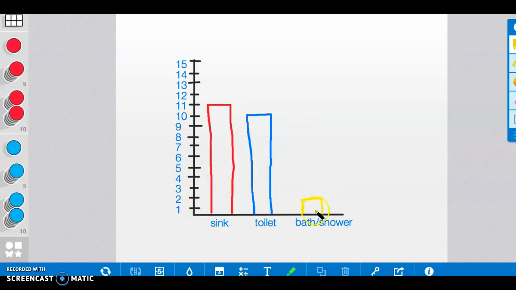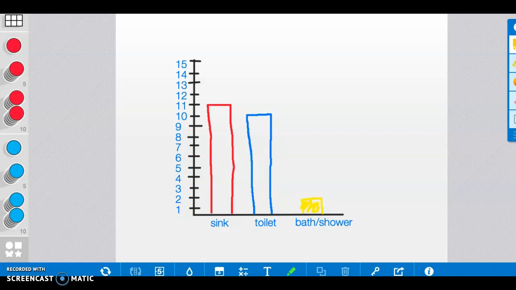So now that you've had your data created like this, you can color it in if you'd like. You don't have to, but if you want to, you can. And finally, what we need to add is a title to our graph. So I want you to think of a good title that this could be about.